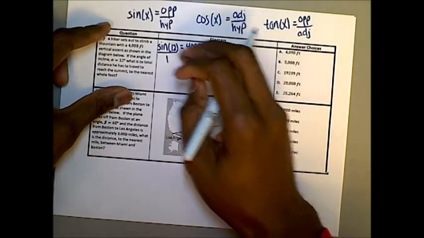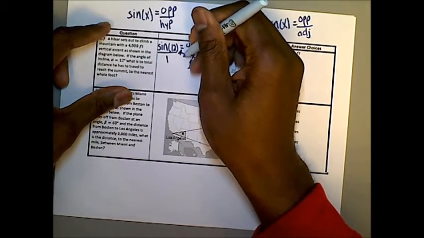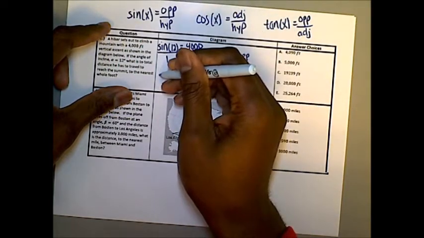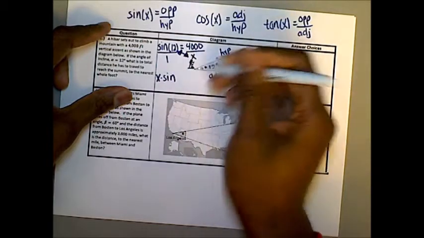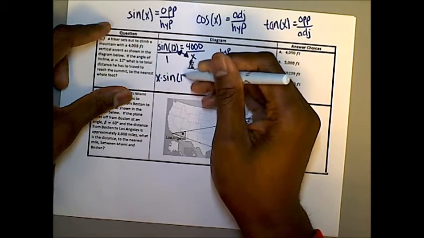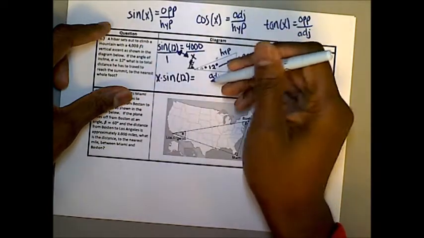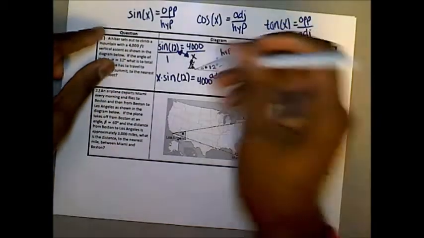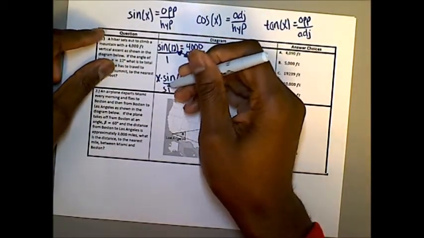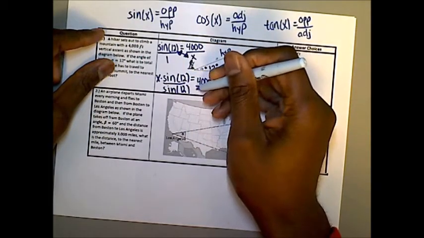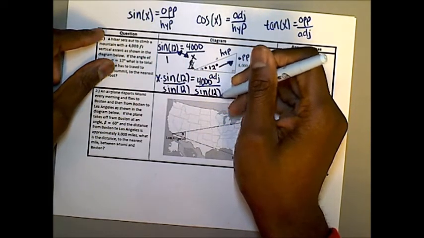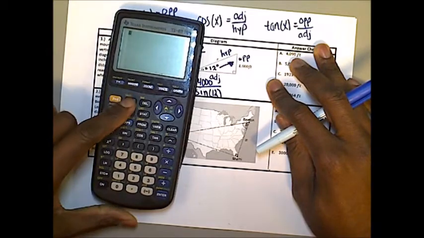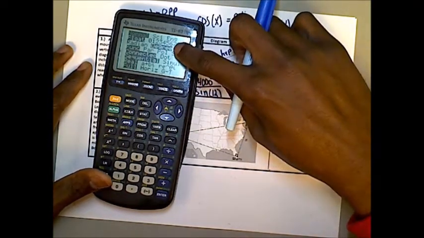After that, it's just a matter of cross multiplying and dividing. So I'm going to write down here, x times the sine of 12 is equal to 4,000 times 1, which is 4,000. Then, in order to get x by itself, once again, I divide everything by the sine of 12. Now, before you do this calculation, I always say make sure that your calculator, here's the mode button, is in degree mode. You want that degree highlighted.